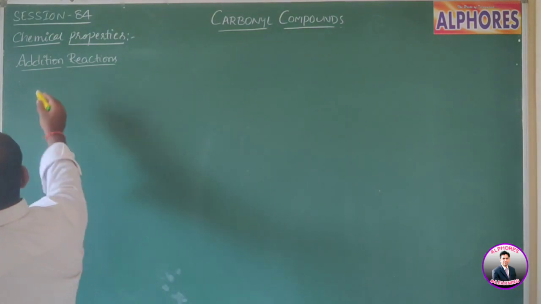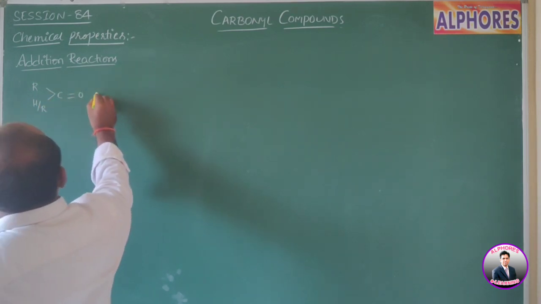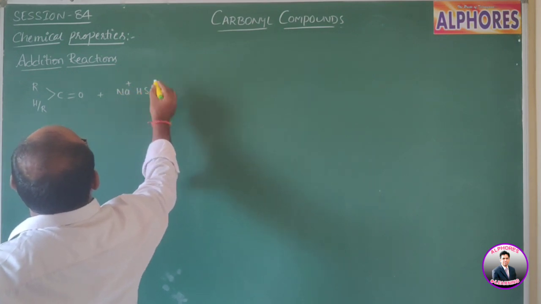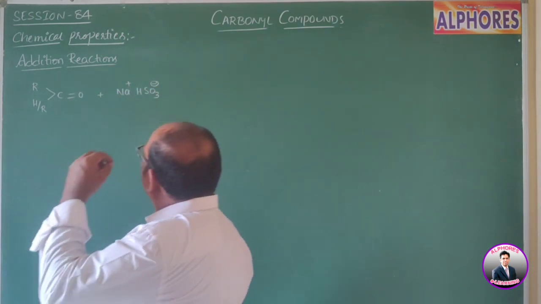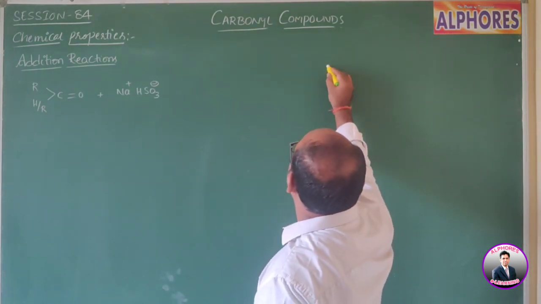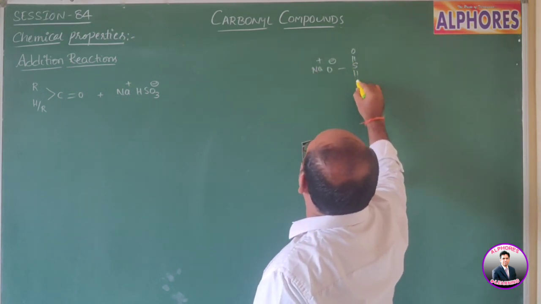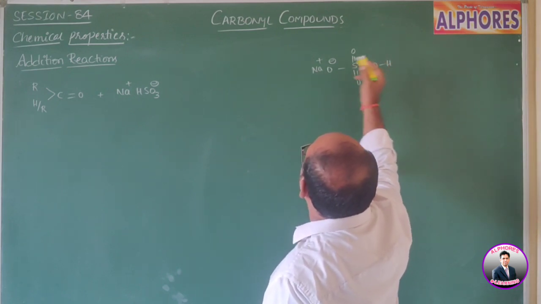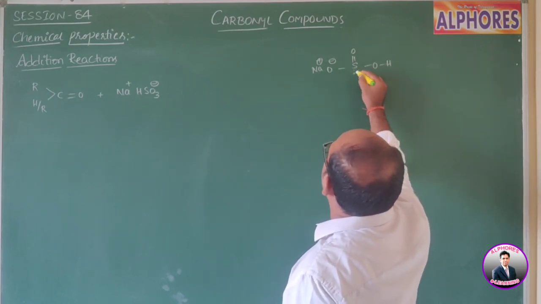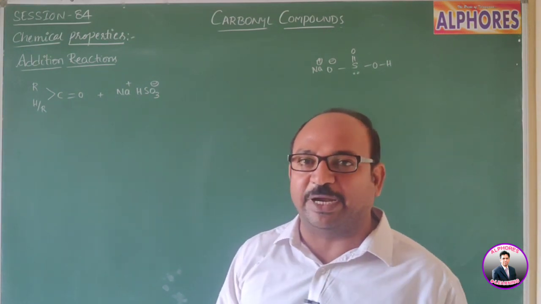Now let us see the mechanism of the reaction. RHC=O, with Na+ HSO3 minus. Practically, where is that negative charge? Let us see the structure of bisulfite: O minus Na plus, S double bond O, OH. It has a lone pair of electrons on sulfur. This is NaHSO3.